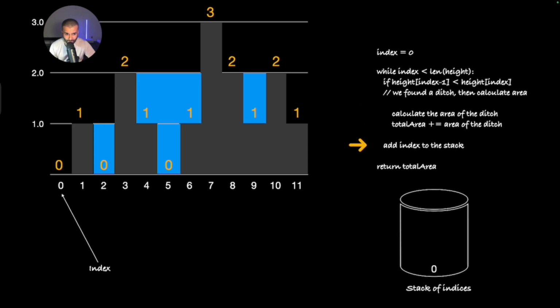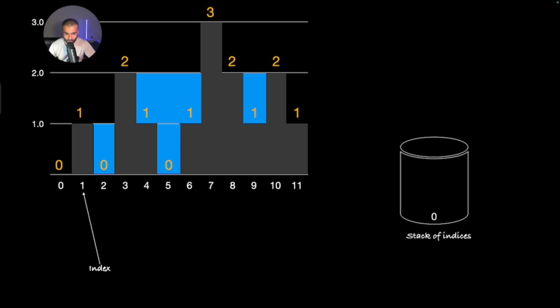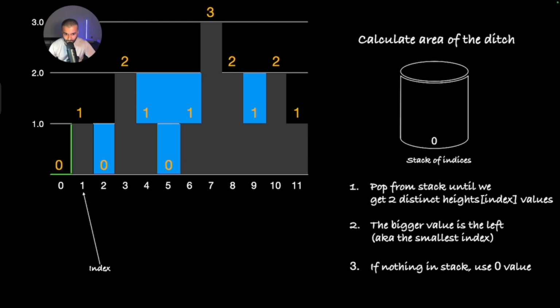And according to this logic, we are going to attempt to find a ditch. And if we don't, we're just going to put it to the stack. And remember, we're going to put the index to the stack, not the value. As we go on to index 1, we have seen a ditch now. This is a ditch. And we're going to calculate the area of this ditch.